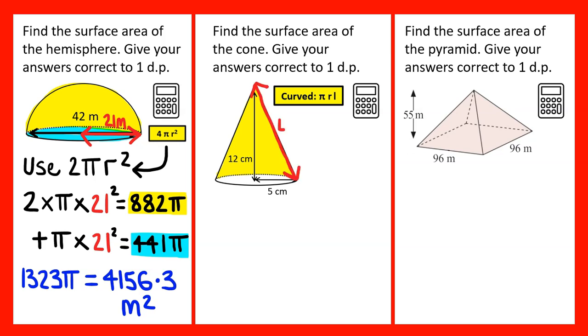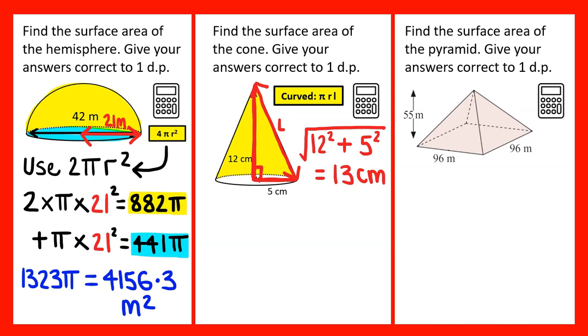We've been provided with the radius, but in this case we will need to work out what L is, and because we've also been provided with the perpendicular height, we'll be able to use these to form a right angled triangle and use Pythagoras' theorem to work out the slant height. Because it's labelled as the hypotenuse, we can square the lengths, add them together, and then square root. This gives us a slant height of 13 centimeters.